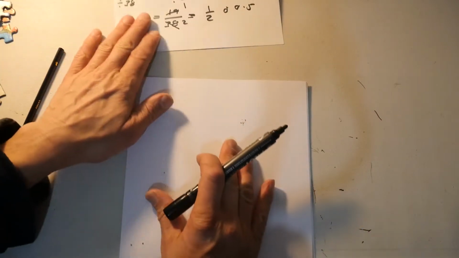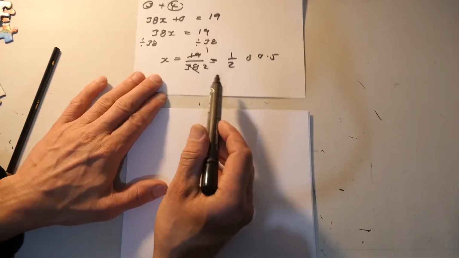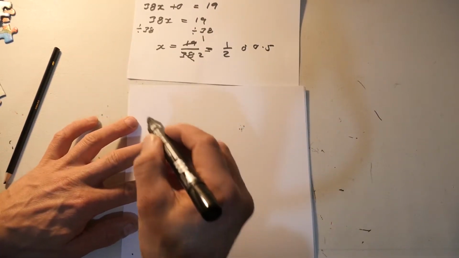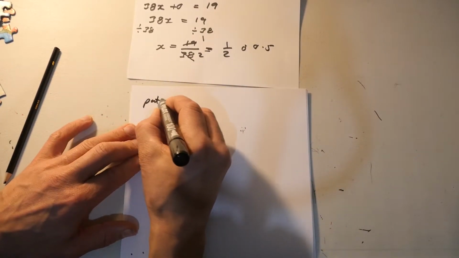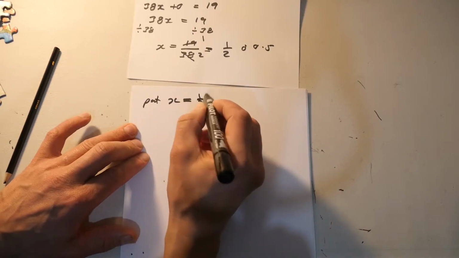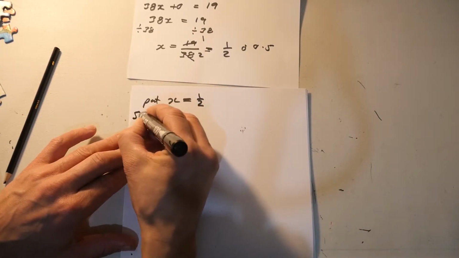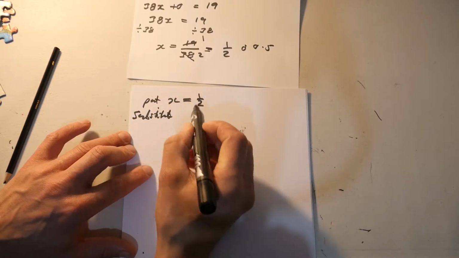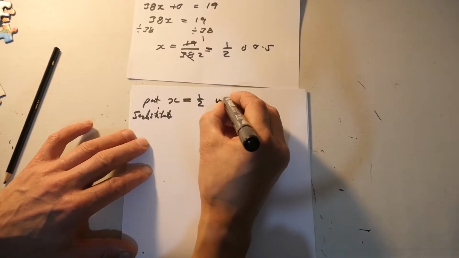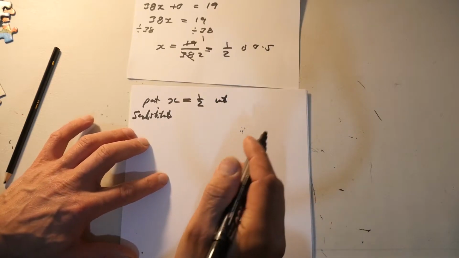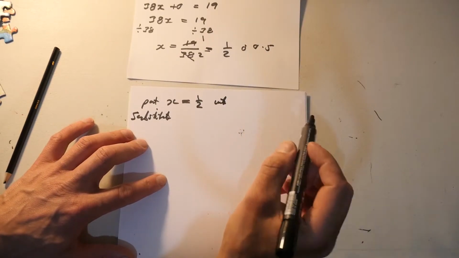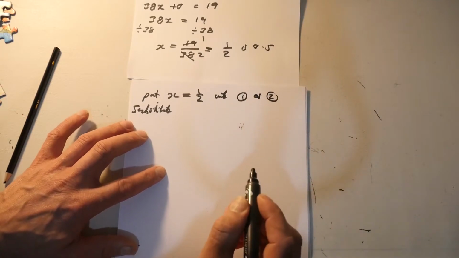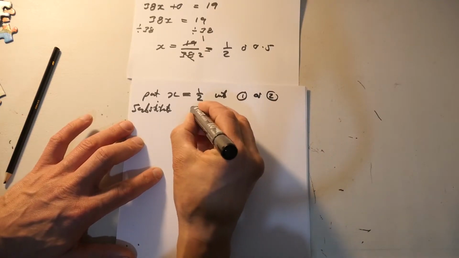Right, so we've got the value of x, okay, x equals a half. So now we substitute x into either equation 1 or equation 2, in order to find out the y value.